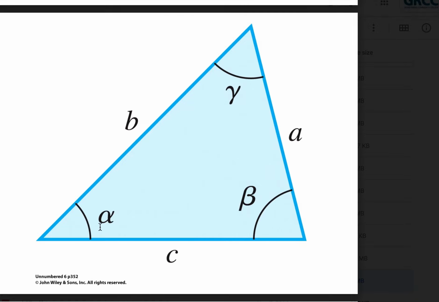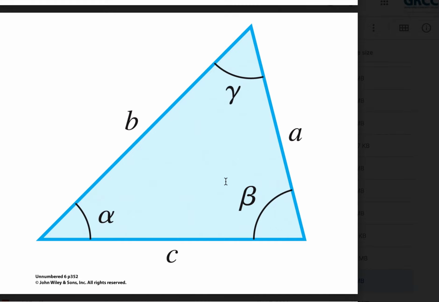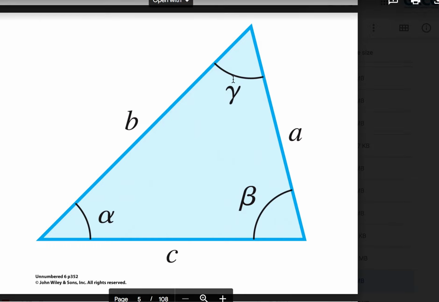And so this is angle A and its corresponding opposite side A. And this is angle B, beta, and its corresponding opposite side B. And this is angle gamma and its corresponding opposite side C.